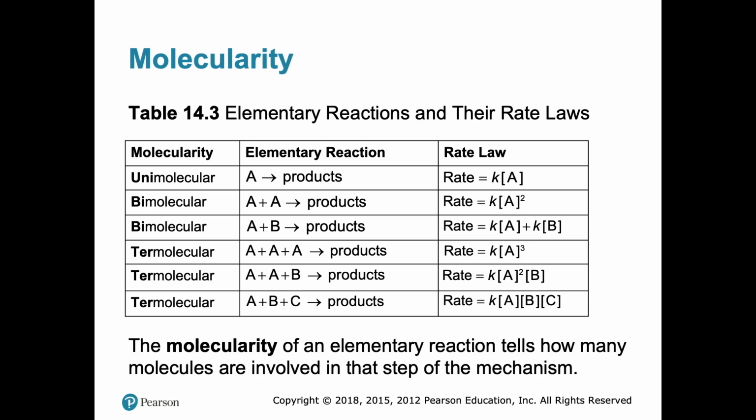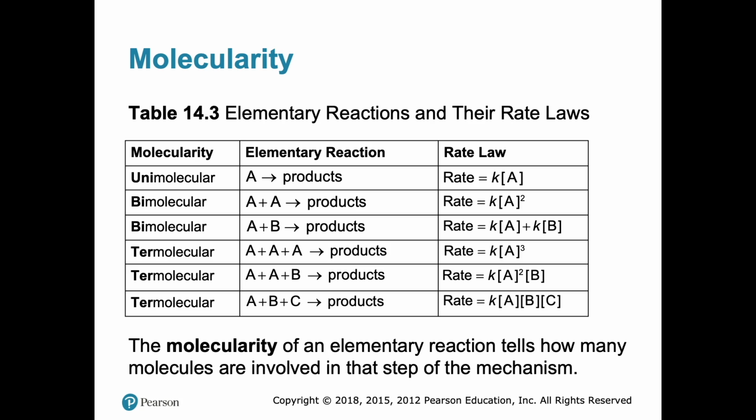Bimolecular reactions with the same reactant are second order, which means the rate quadruples every time you double the reactant, which makes sense because you have double the reactants in there already. The other bimolecular is A plus B. Overall this is a second order reaction, but with respect to each reactant on its own, they're first order.